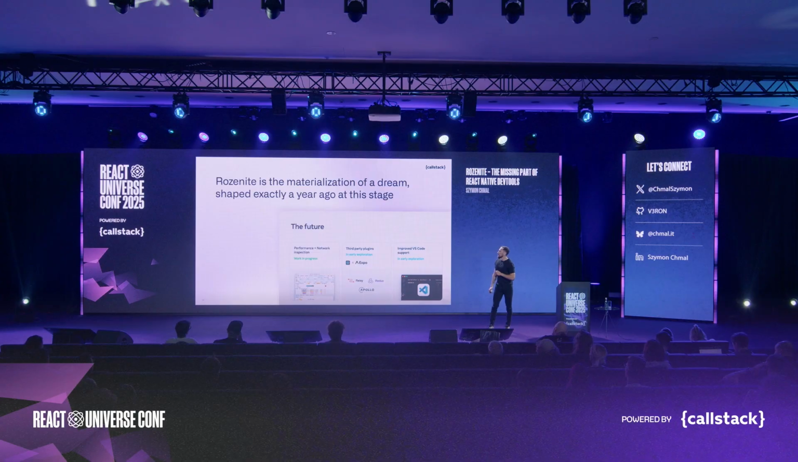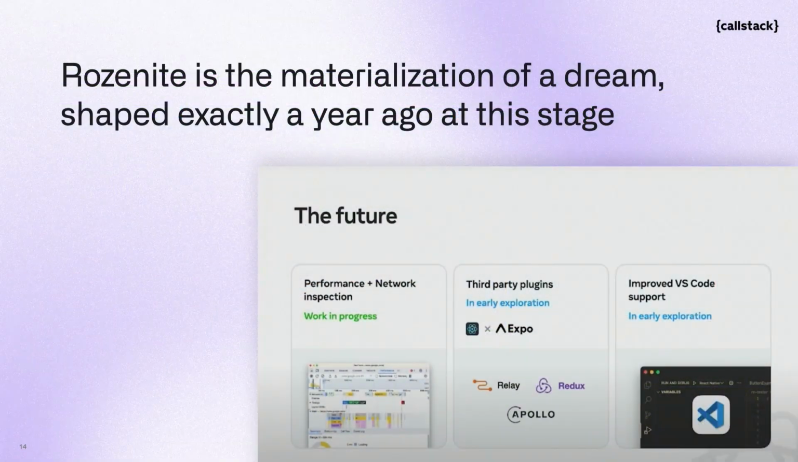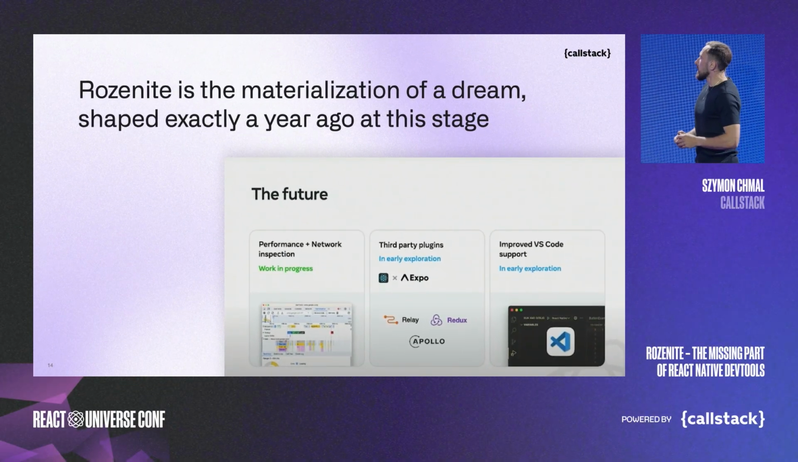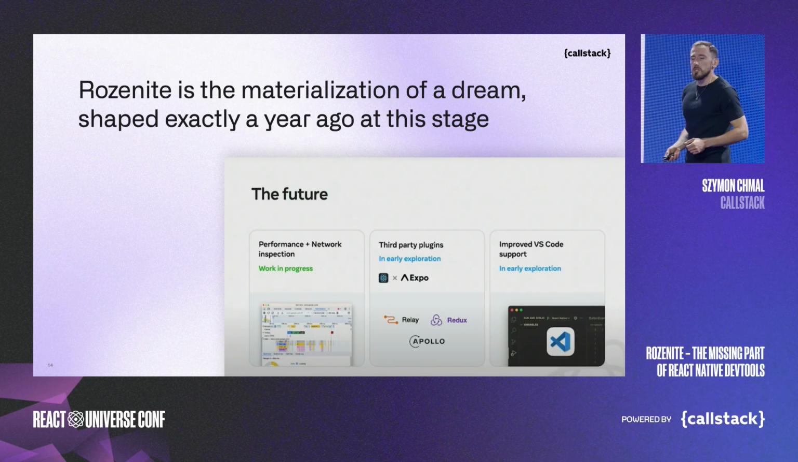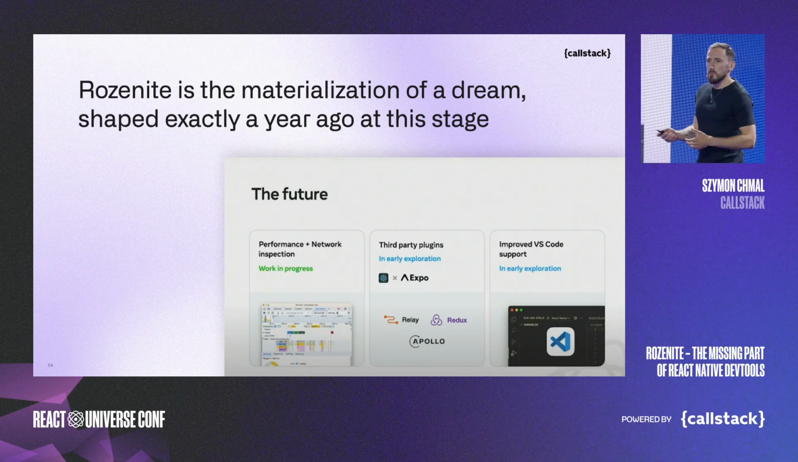And the idea for Rozenite was, well, born, I would say, a year ago. Because a year ago, fun fact, at this very stage, Alex Hunt showed this particular slide, saying that third-party plugins are coming to React Native DevTools at some point. Unfortunately, we are not there yet. We will be at some point. But Rozenite is here to fill this gap for the time being, so to allow you to install plugins and to use, for example, Redux DevTools.